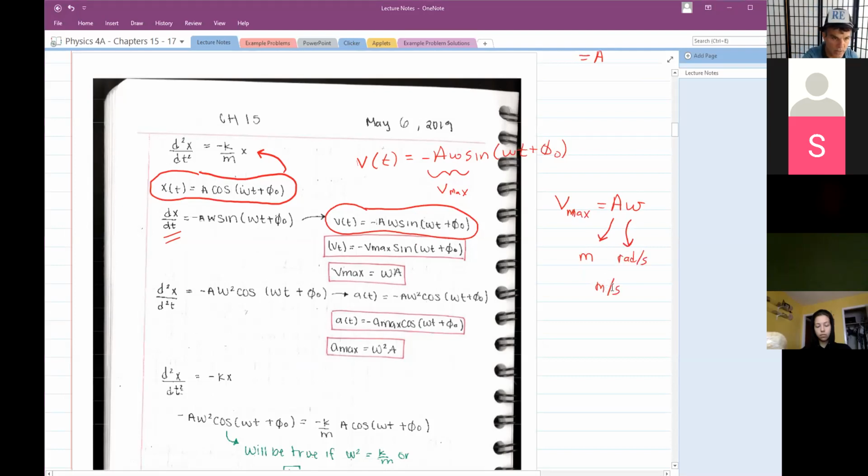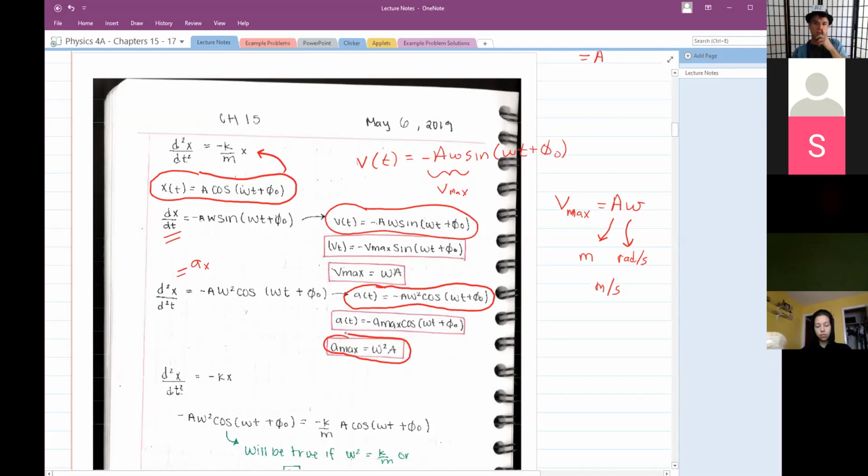So now if I want the acceleration, it is just two derivatives of position with respect to time, or if I differentiate velocity with respect to time. Well, if I take the derivative of sine, I get cosine. And again, I need to take the derivative of what's on the inside, so I pull out another factor of omega. So my acceleration versus time is negative A omega squared cosine omega t plus phi naught. And again, since cosine always varies between 1 and negative 1, my acceleration is going to vary between A omega squared and negative A omega squared. So my maximum acceleration is omega squared times A.